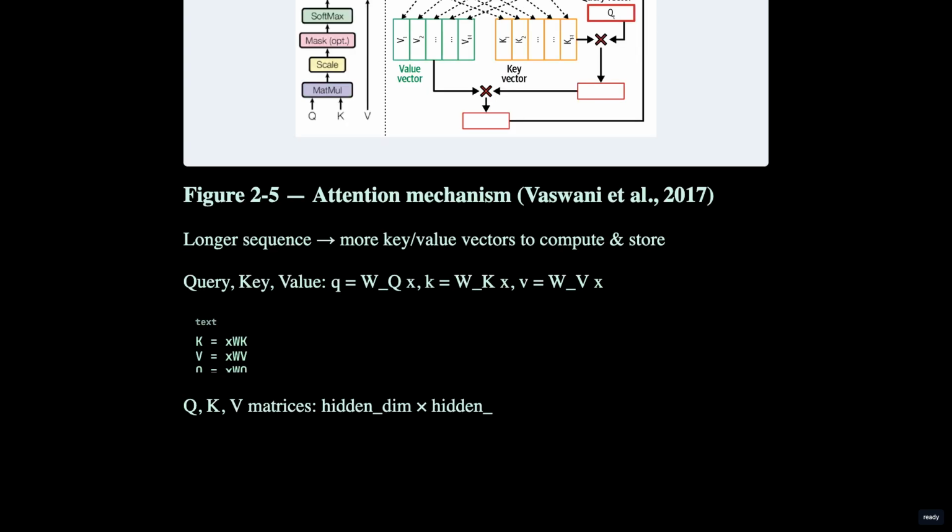The query, key, and value projections are implemented as linear maps sized to the model hidden dimension. In Llama 2 7B, the hidden dimension is 4096, so the Q, K, and V weight matrices are 4096 by 4096, and each output Q, K, V vector has length 4096.